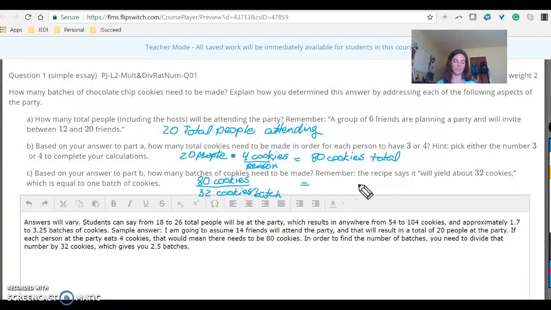So 80 divided by 32 is 2.5 batches of cookies. 2.5 batches. And look at that. I guess I didn't even realize that the answer that was in the course for me was exactly the same, but I guess it's nice to know that I did it right. Okay, so 2.5 batches of cookies. That's a good thing to know.